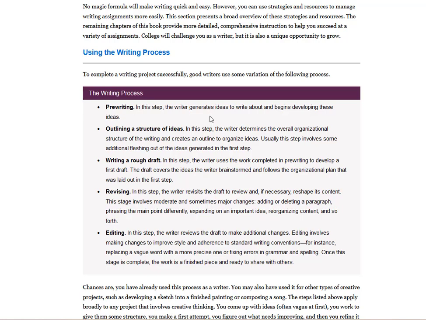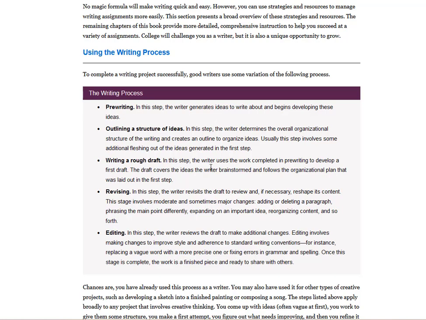In pre-writing, I teach students that's when you figure out, what am I going to write about? What will be my thesis statement? What will be my outline? Outlining a structure of ideas. In this step, the writer determines the overall organizational structure of the writing and creates an outline to organize ideas. Usually this step involves some additional fleshing out of the ideas generated in the first step.